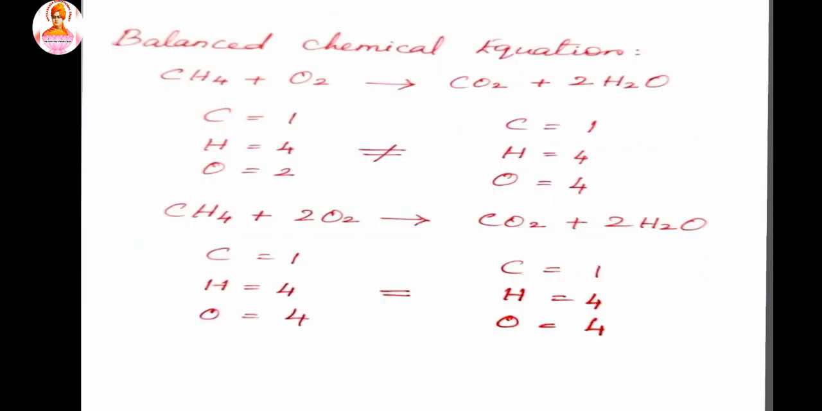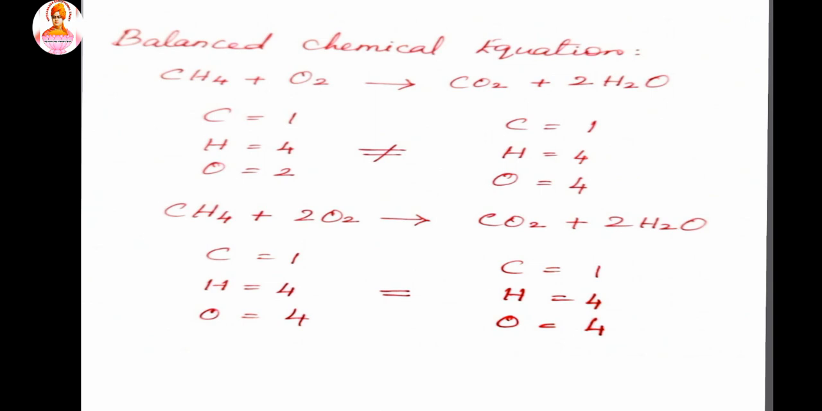The next one, balanced chemical equation. Here is an unbalanced equation. Now we have to check whether both sides are equal or not. Carbon, both sides are equal. Hydrogen, both sides are equal. But oxygen, here 2, there 4. So this equation is unbalanced.